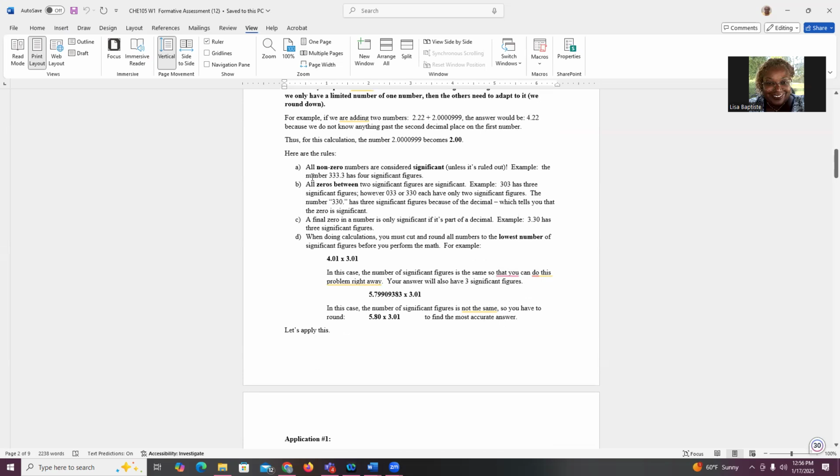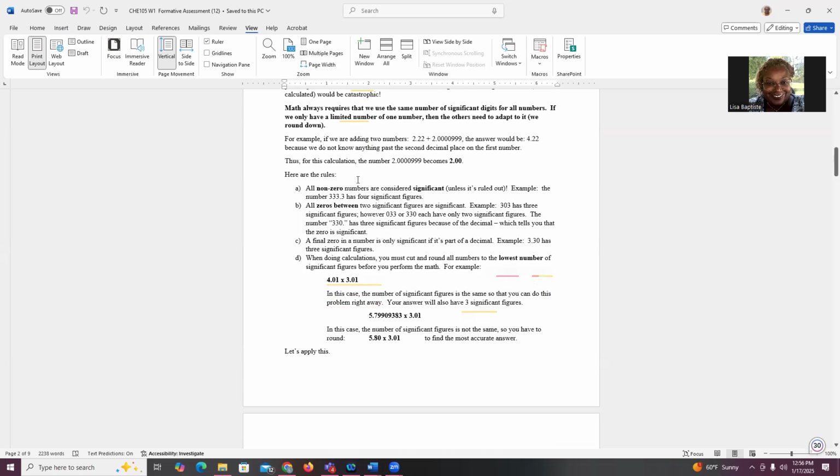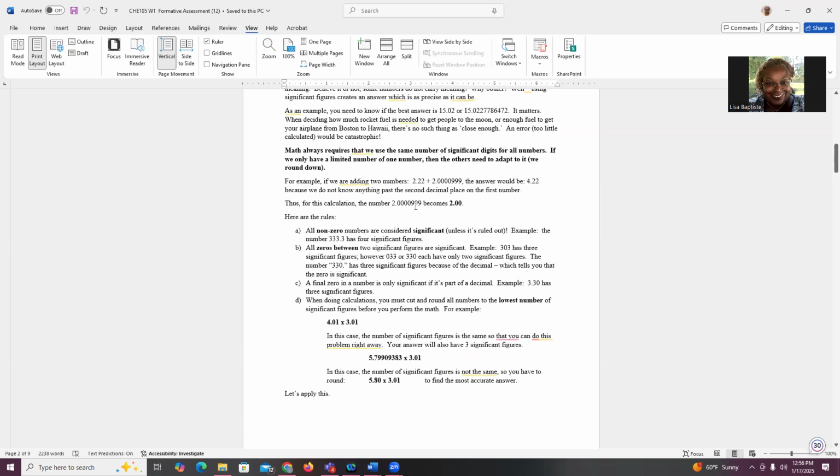Okay. Because if you have a long number, for example, 2.0000999, in your calculator, you don't want to have to write all those numbers down for your answer. So these rules are going to help you know that maybe for this particular calculation, you can round to 2.00 because you only need three significant figures for your answer. And so here are the rules.